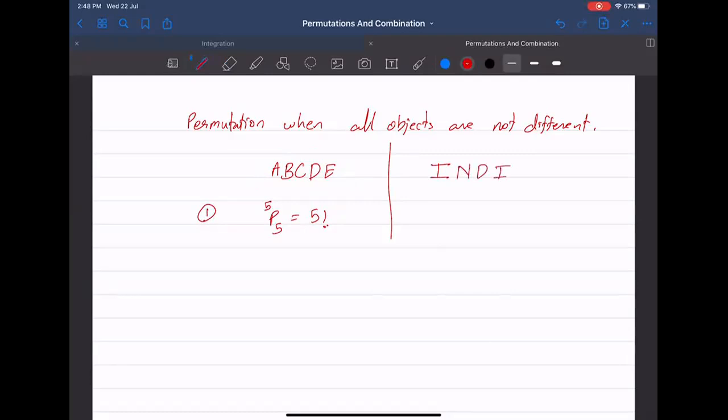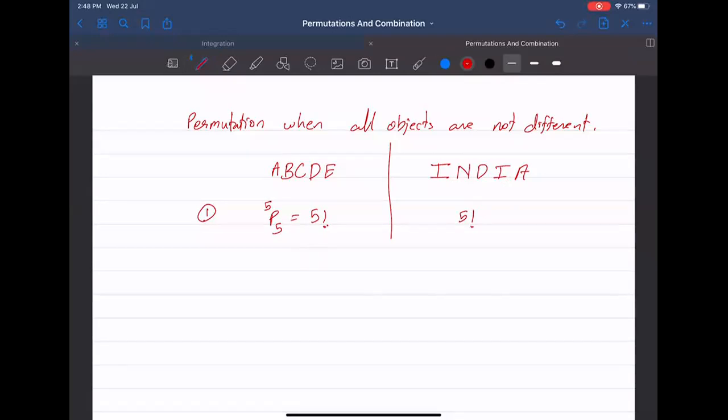First of all, what do you think? Will the answer increase or decrease? It will decrease. All of you understood that the number of arrangements will be less than 5 factorial. Is that clear to everyone? Why? Because if I consider I1 and I2 different, then my answer is going to be 5 factorial. But if those two are the same, my answer will be reduced by something.